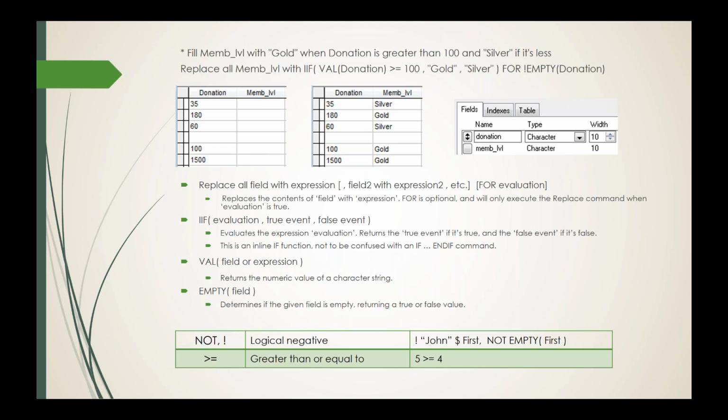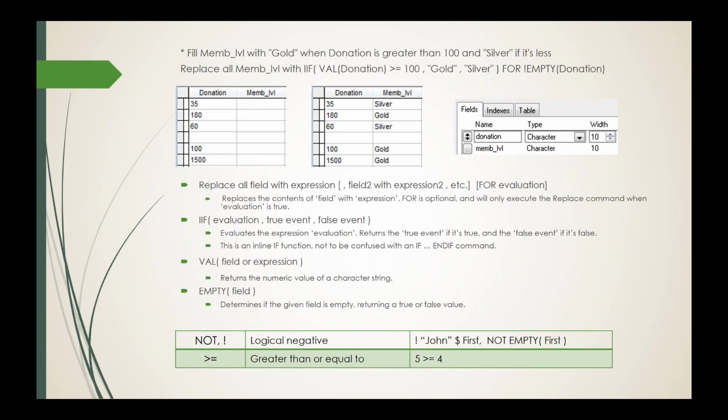Here I'm taking the value of the donation field. Again, the donation field is character, so I want to find the numeric value of it in order to use it with the greater than or equal to comparison. In order to use that comparison, it needs to be a numeric value. So we have val donation is greater than or equal to 100, and then our next parameter is what's going to happen when that's true. Gold is what happens when the value of donation is greater than 100.